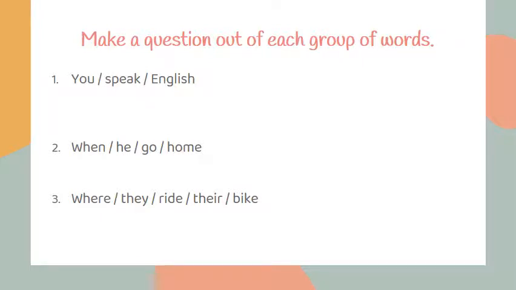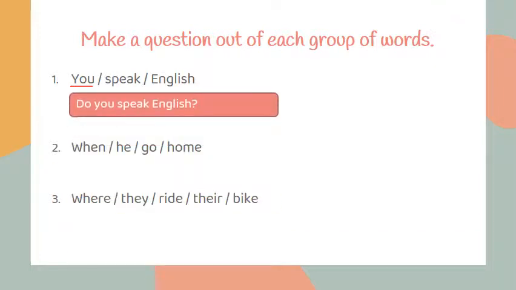Make a question out of each group of words. Now let's make a question. You speak English. I have to make a question. What is the subject here? You. Okay? So here I do not have a WH word, so I simply must use do or does. You takes do. So I start with do. Do, then the subject, you, do you, then the verb. Do you speak English? Question mark.